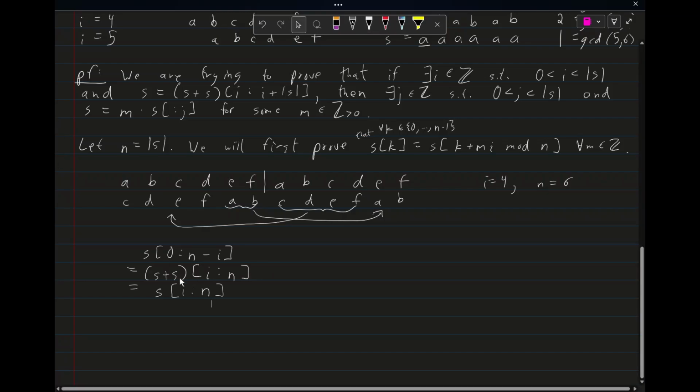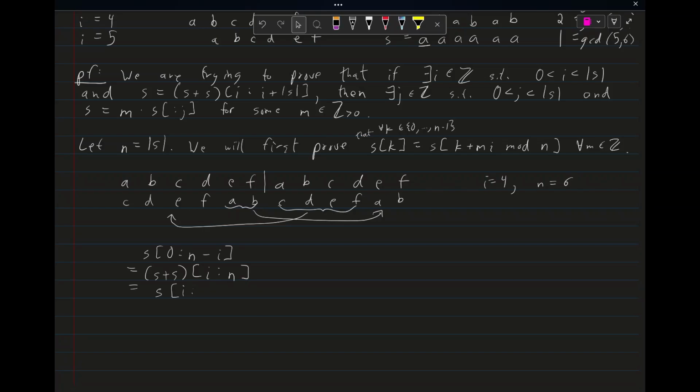S and S plus S are identical all the way up to index n, because at index n you have the second copy of S starting, and then S just doesn't exist. And actually, really, this is Si all the way to the end. Let's just be explicit. We're doing a lot of math, so let's keep things explicit.